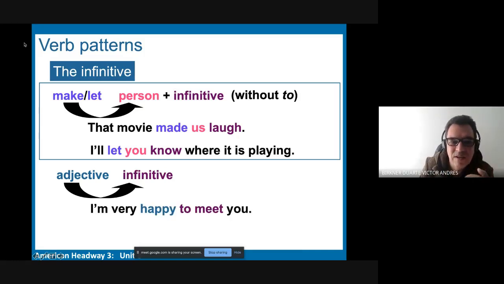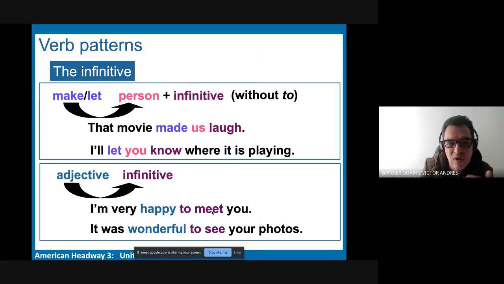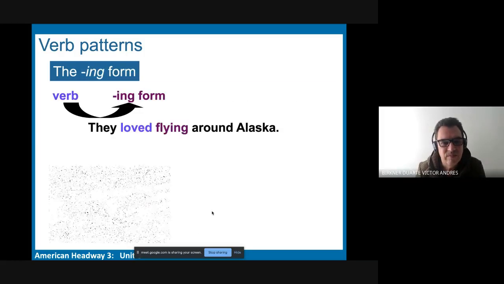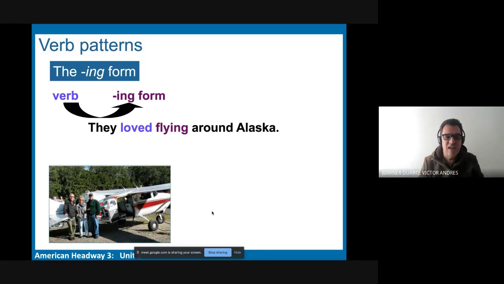I'm very happy to meet you, right? In this case, we are using the word to, which is in this case a part of the verb, to meet. I was wonderful to see your photos. It is the same pattern, right? Now let's move on to the ing form, which can be a little bit different in meaning at least, right? Let's see this example.